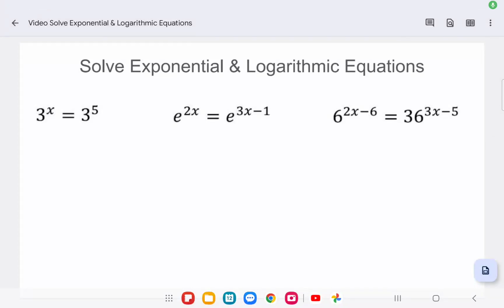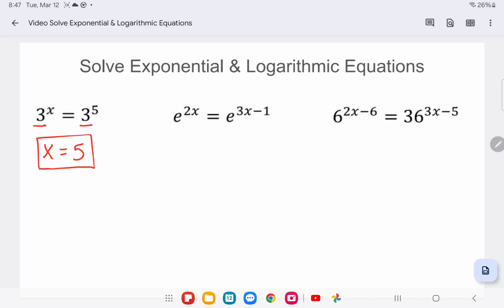Let's start by going over how to solve exponential equations. If you have an exponential equation, so exponents are a part of the equation that you're solving, the first thing to do is to see if you can have the bases match, especially if there are exponents on both sides of the equal sign. If the bases match, like with 3 to the power of x and 3 to the power of 5, they both have a base of 3, then we can just set the exponents equal to each other and solve for x.